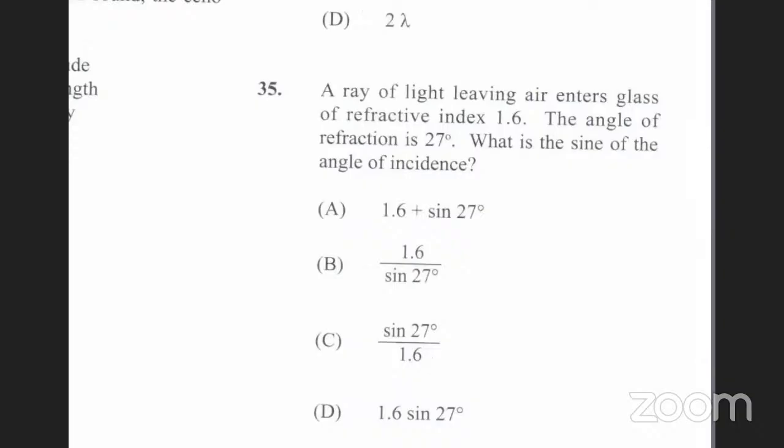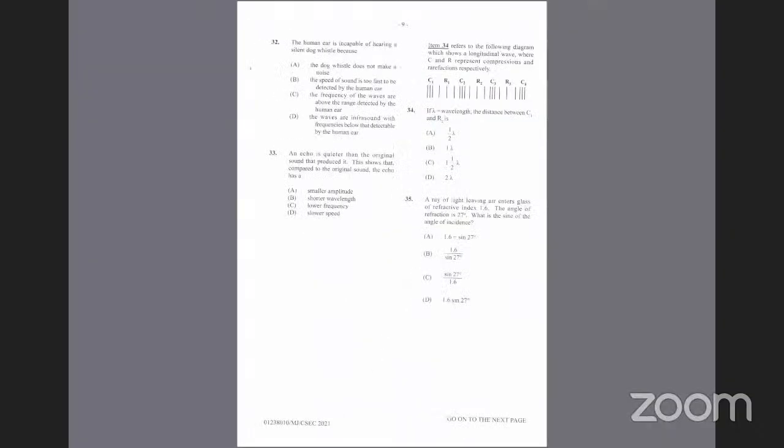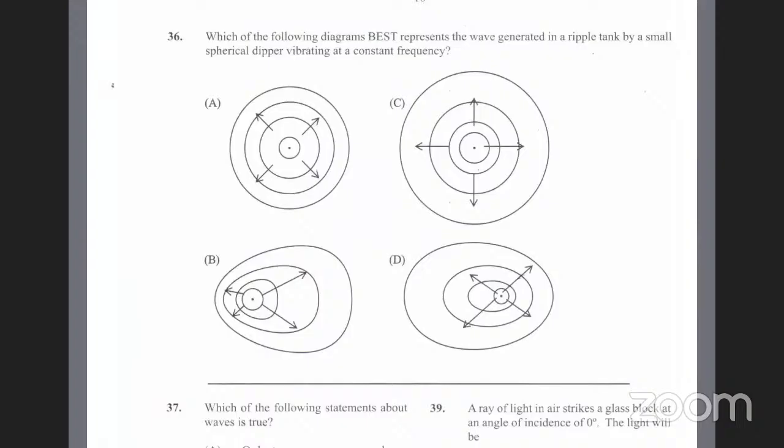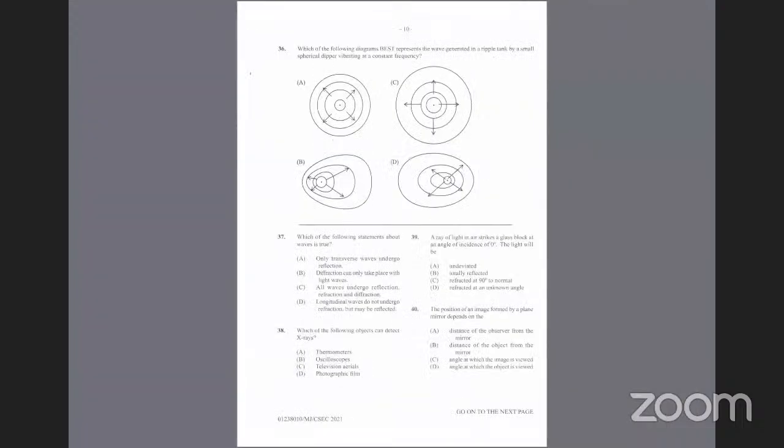That's 35. Oh, wait, no, don't worry about that. This one here. Which of the following best demonstrates a wave generated in a ripple tank by a small dipper, right? Vibrating at constant frequency. So the period should be the same. The only thing close to it is A, right? The only thing close to it is A.